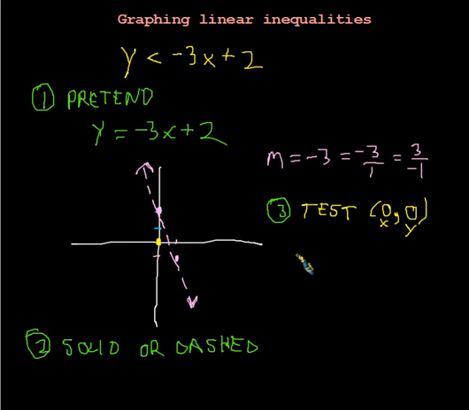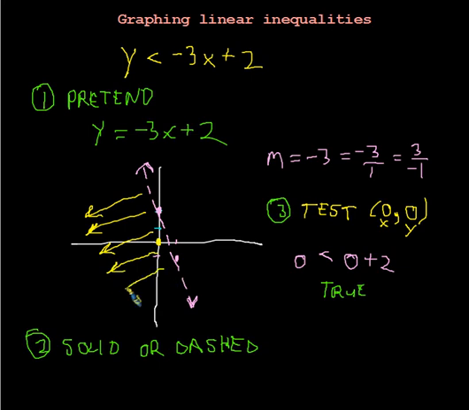So let's try. I'm going to plug in 0 is less than negative 3 times 0, which is just 0, plus 2. And the question is, is 0 less than 2? And the answer is, yeah, it is. So since this is true, all of our solutions are over here. One way to indicate that is you could shade the whole area in if you want to. Or you could just draw arrows to indicate that there are solutions all over here in this area.